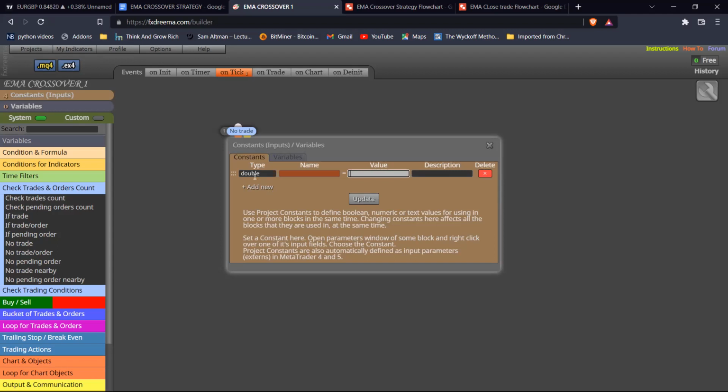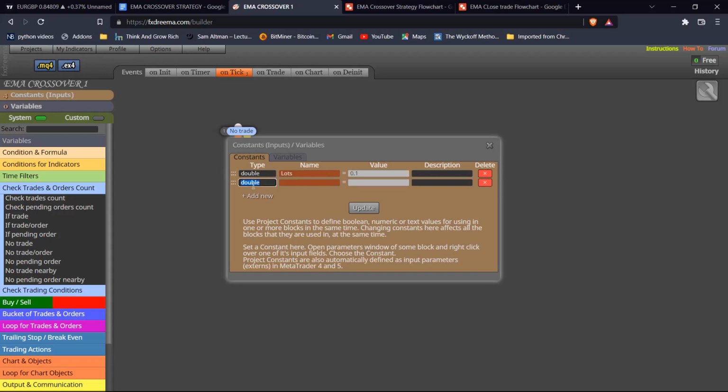Now, there are different types of inputs. There's double, which is for numbers that have decimal places, right? Then there's integer, which is for whole numbers. Then there's string, then there's Boolean for true and false, all of those things. The first one I want to create is lots, so we'll be needing lots, right? The lot size can be 0.01, 0.1, so it's a double, right? I'm just going to call this lots, and the value would be 0.1. That means the start lots for the trade is going to execute at 0.1 lot.